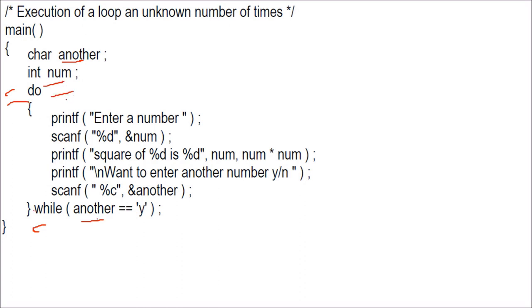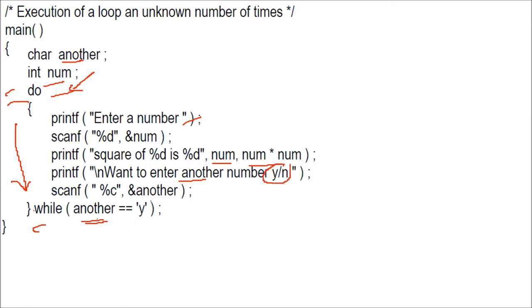This is a do while. This is an exit control loop, so the condition is not checked at the start. Even if the condition is wrong for the first time, this will execute at least once. So we enter the number. We show the number and the square of the number. Then we ask the user whether they want to continue. We implicitly tell them to please press only Y or N.